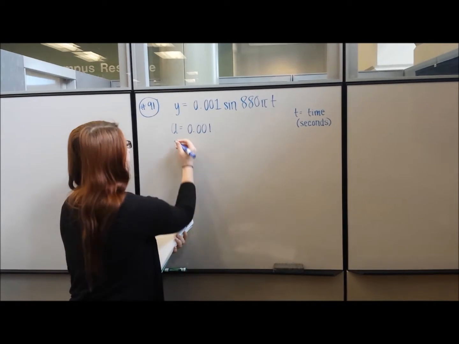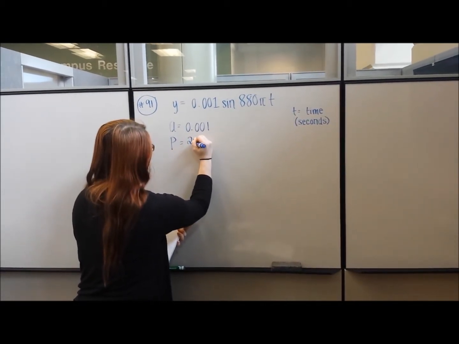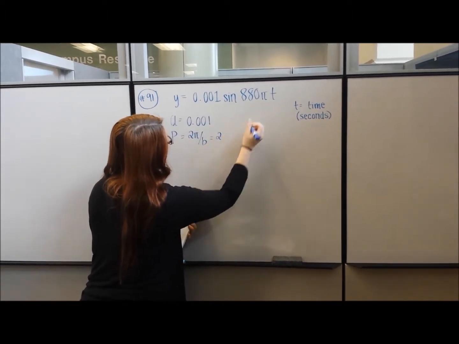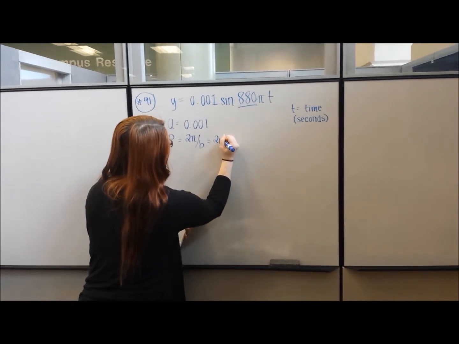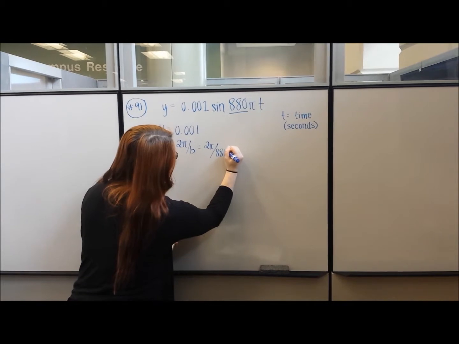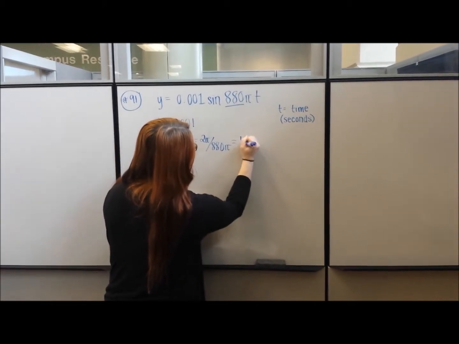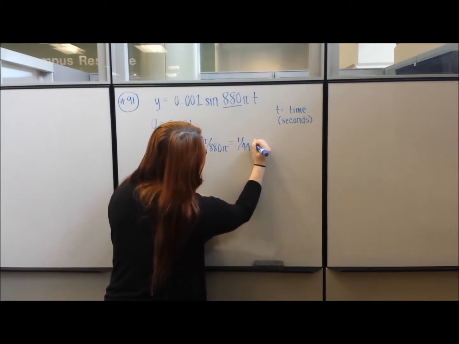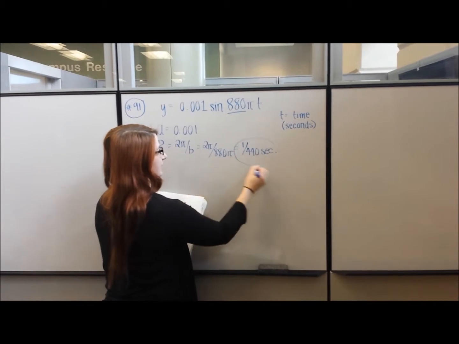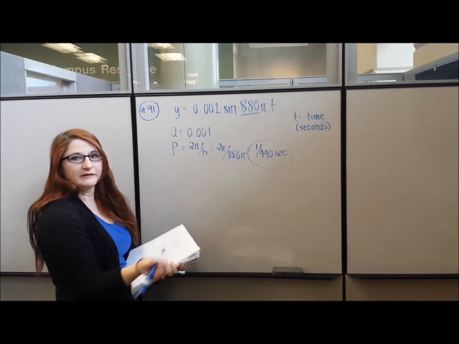We have our period, which is 2 pi over b, and b is actually our 880. So it's going to be 2 pi over 880 pi. And those fortunately cancel out, so it's 1 over 440 seconds, which is actually the answer to A in this problem. But we're going to graph it first.